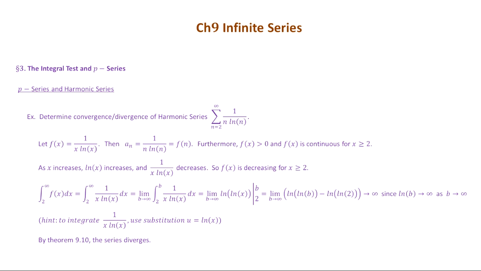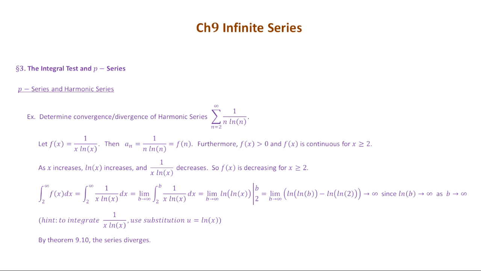So what happens if the series is 1 over n times ln n? That's between n and n squared. So how about this series? Is it convergent or divergent? Okay, so we cannot use the results for the p series because it's not a p series. It's not just 1 over n to the p.